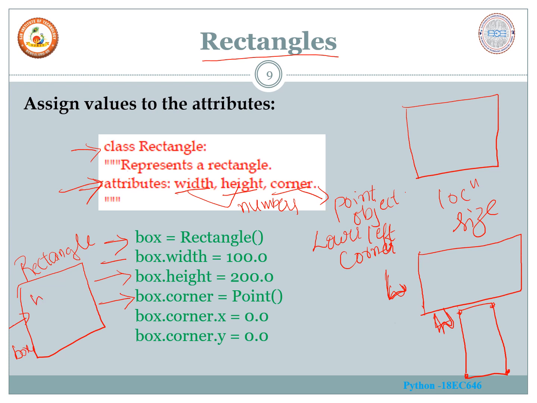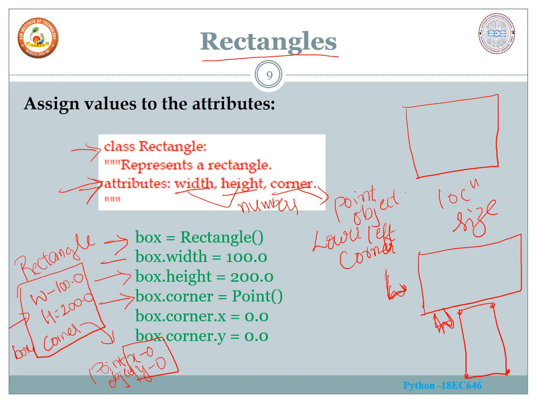What is the width of this? The width is 100.0. The height of this is 200.0. And the corner is referring to a point object, where the corner has x as 0 and y as 0. So this is a point object.